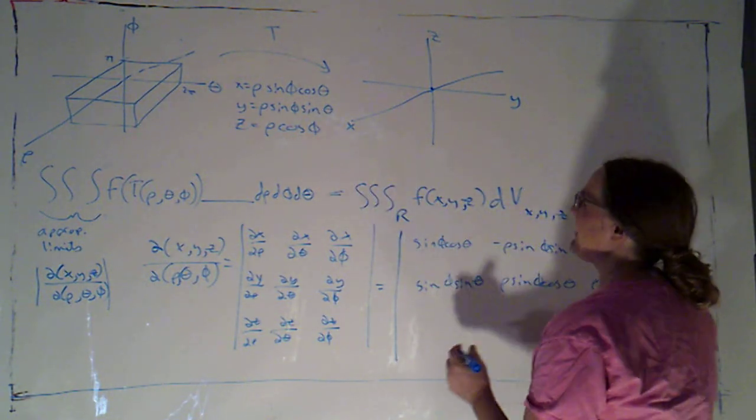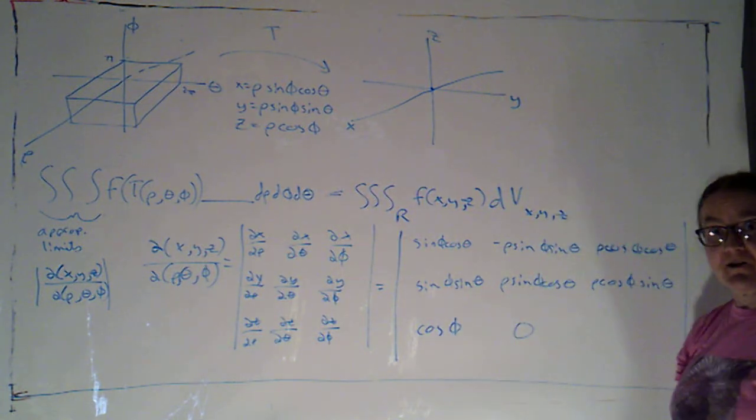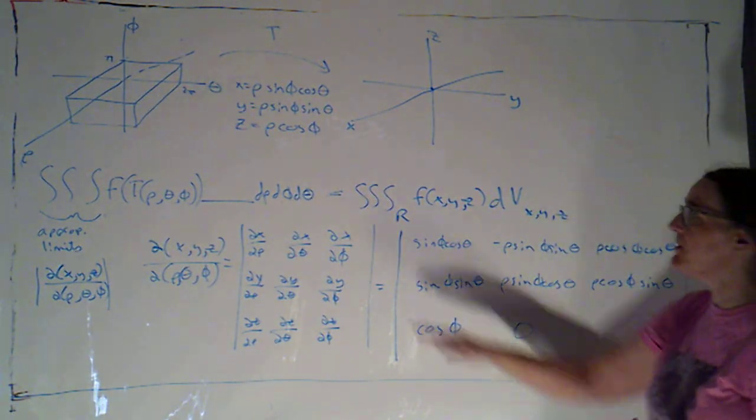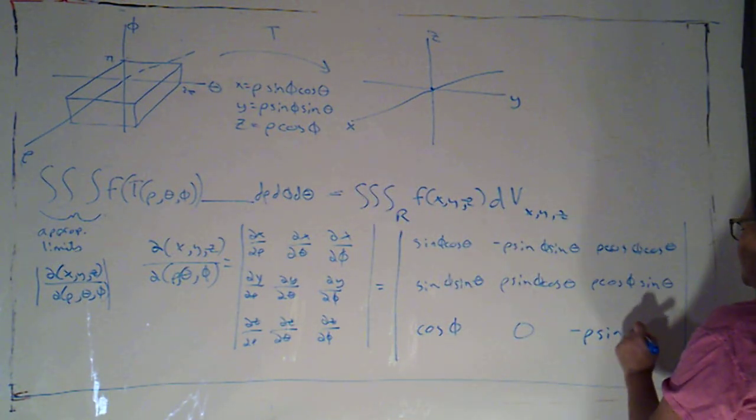Partial of z with respect to rho is cosine of phi. No theta, so the partial with respect to theta is 0. And then the partial with respect to phi is negative rho sine phi.